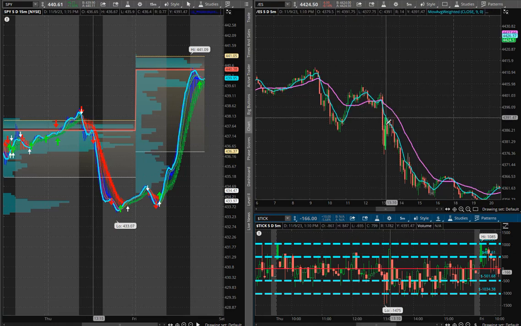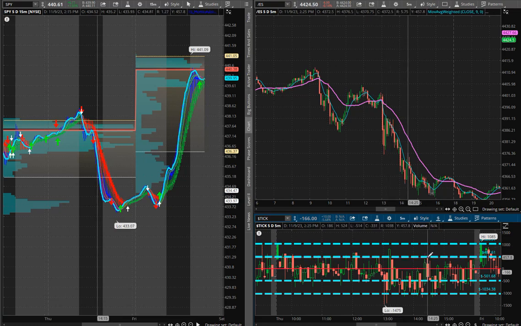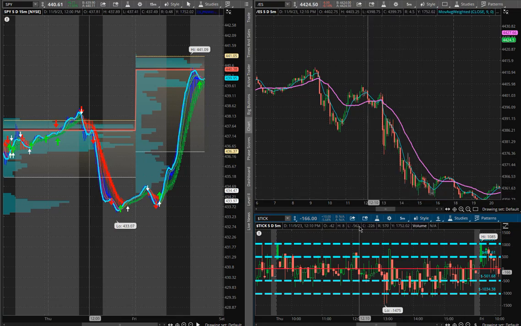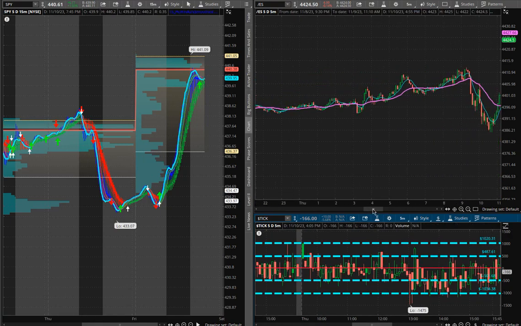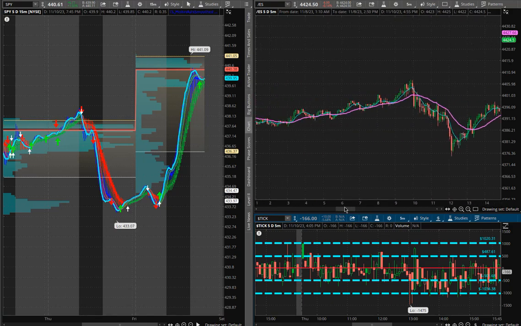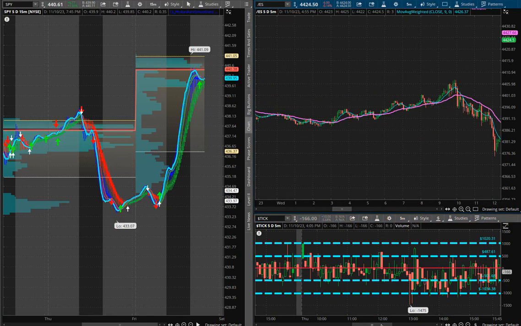And then the second trade came here, the third trade came here, and they are getting 15 points. You just have to be a trader to manage your trades. So let's look at one more example on Wednesday.